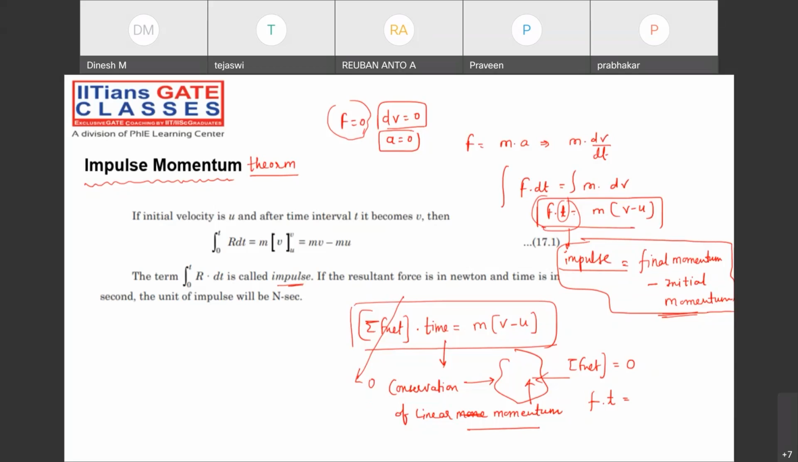Now, done with this slide. And what will be the unit? Newton second. What will be the unit? Newton second. Is it done, all of you?